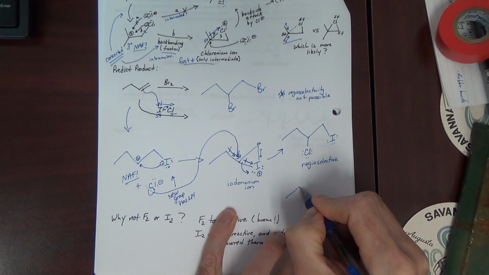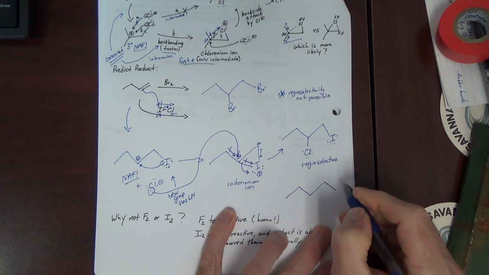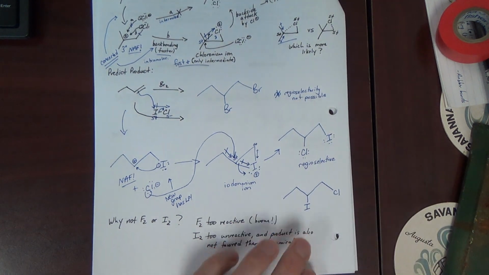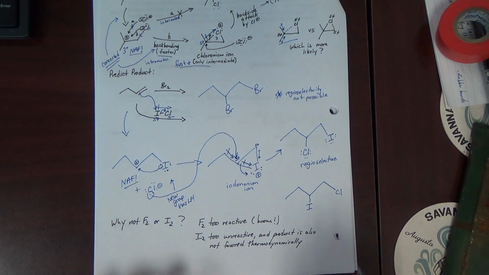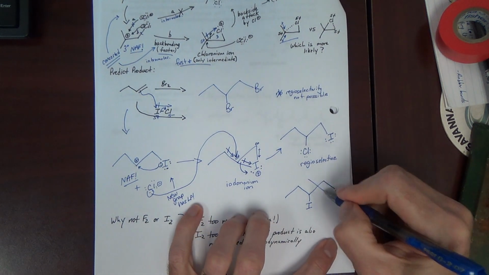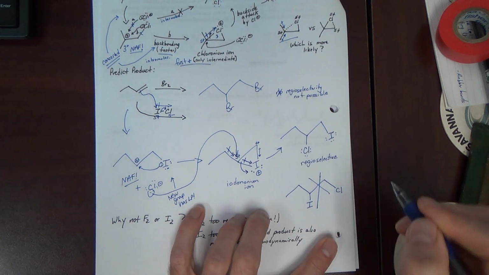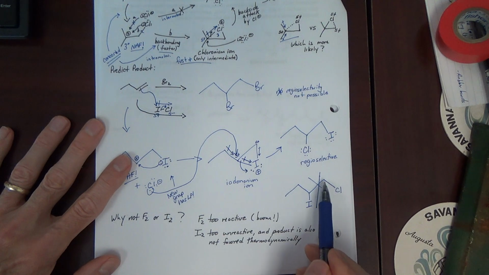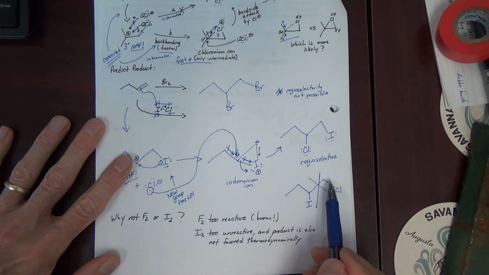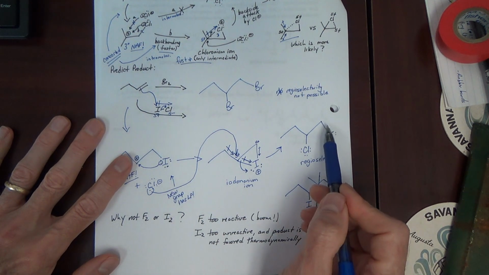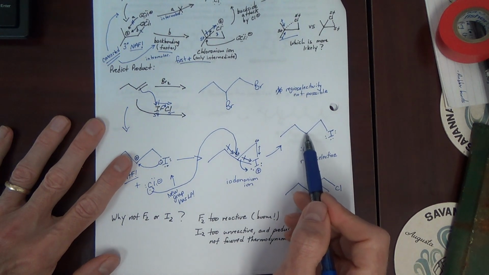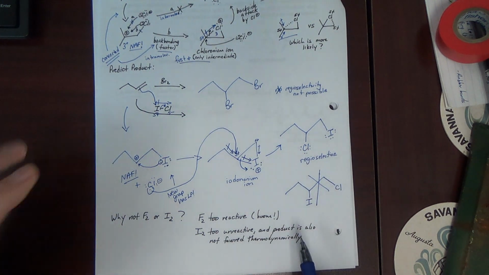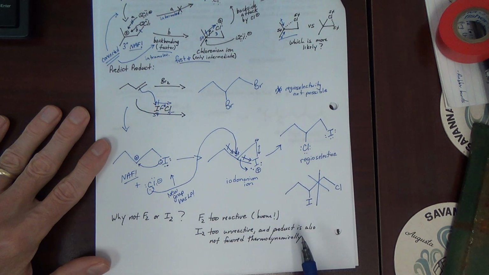And this will be regioselective, because we will not get chlorine on the end and iodine here. We would not predict that regioisomer. We would not predict the chlorine to bond to the end region. Instead, we expect the chlorine to be bonded to the second carbon, or site. Okay?